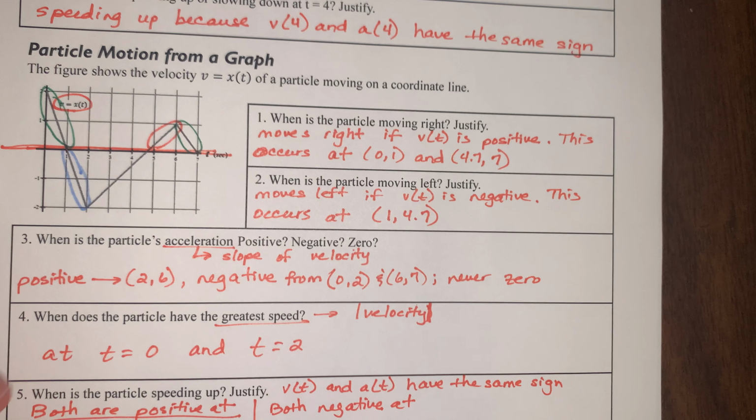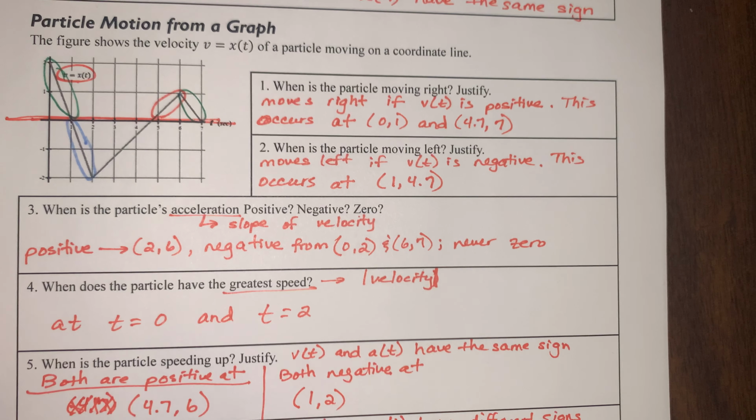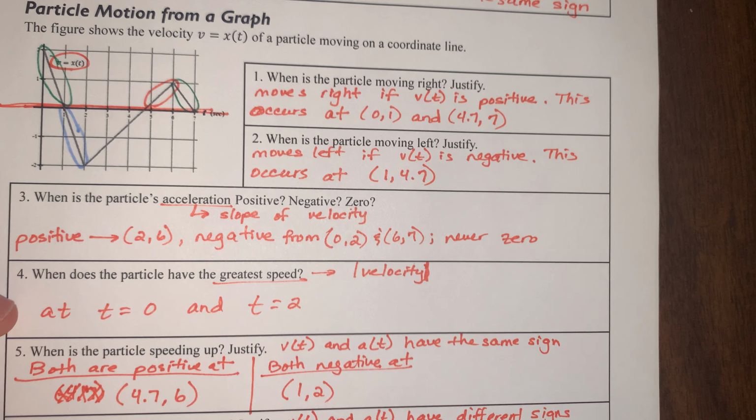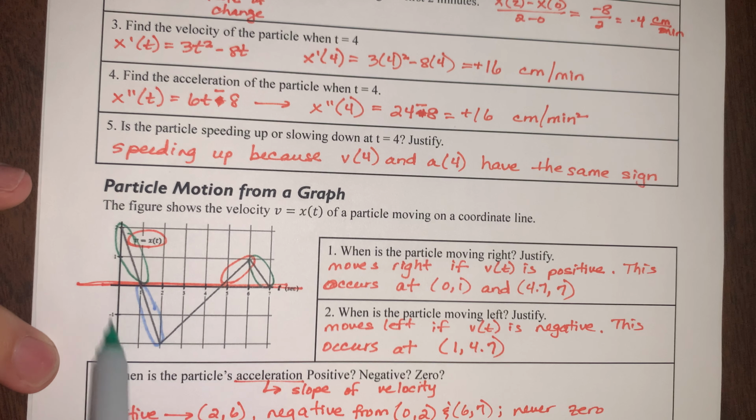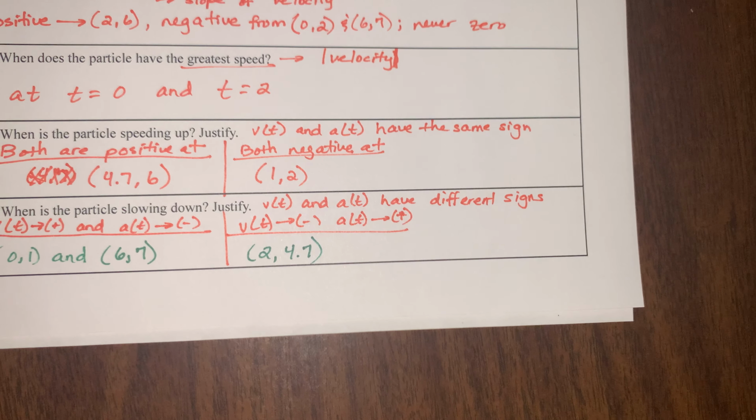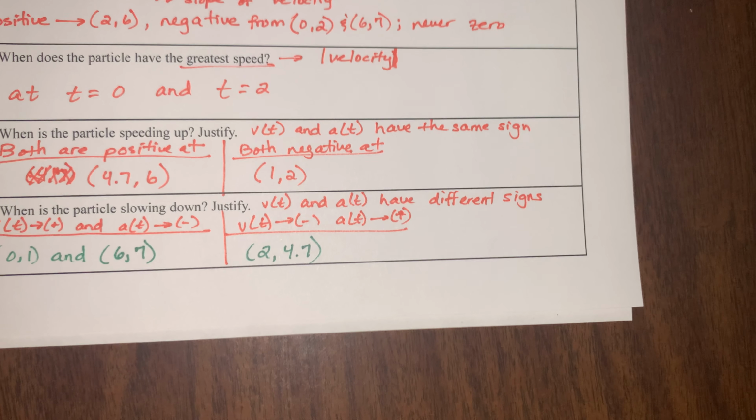Okay. And then, of course, the other time that we know that the particle is slowing down is the reverse. If the velocity is negative, but the acceleration is positive. Okay. So we know that this is happening down here. Below the x-axis, that's when the velocity is negative. And then here we have a positive acceleration slope. So we know that that's happening between 2 and 4.7. All right. That sums it all up.